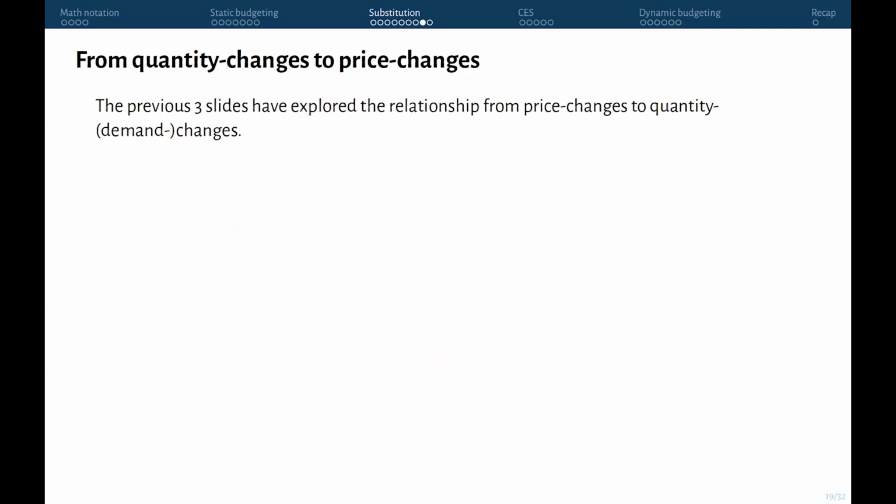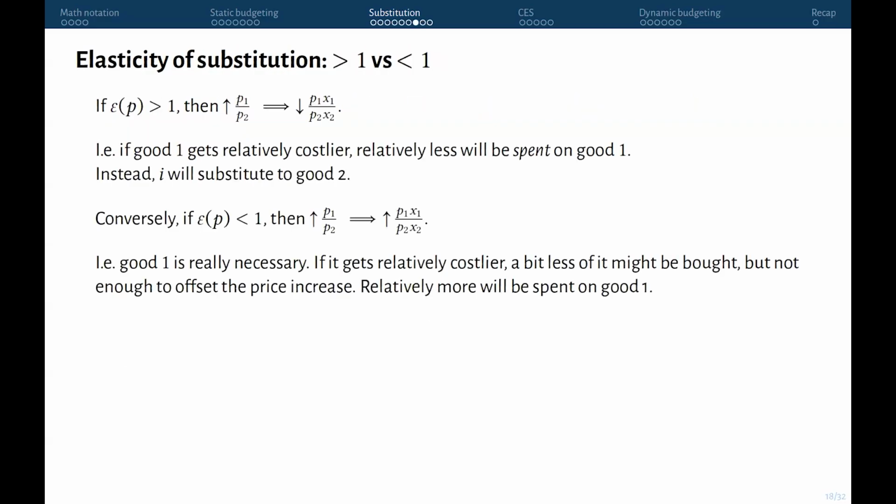Okay. So we've been thinking about one direction of the logic here. We've been thinking about what happens to your demand when prices change a bit. But you can run the logic in reverse as well. Before I do that, actually, let me take a moment. Do you have any questions about elasticity of substitution? What it means, how it works, why there's this big difference between the less than one and greater than one cases?